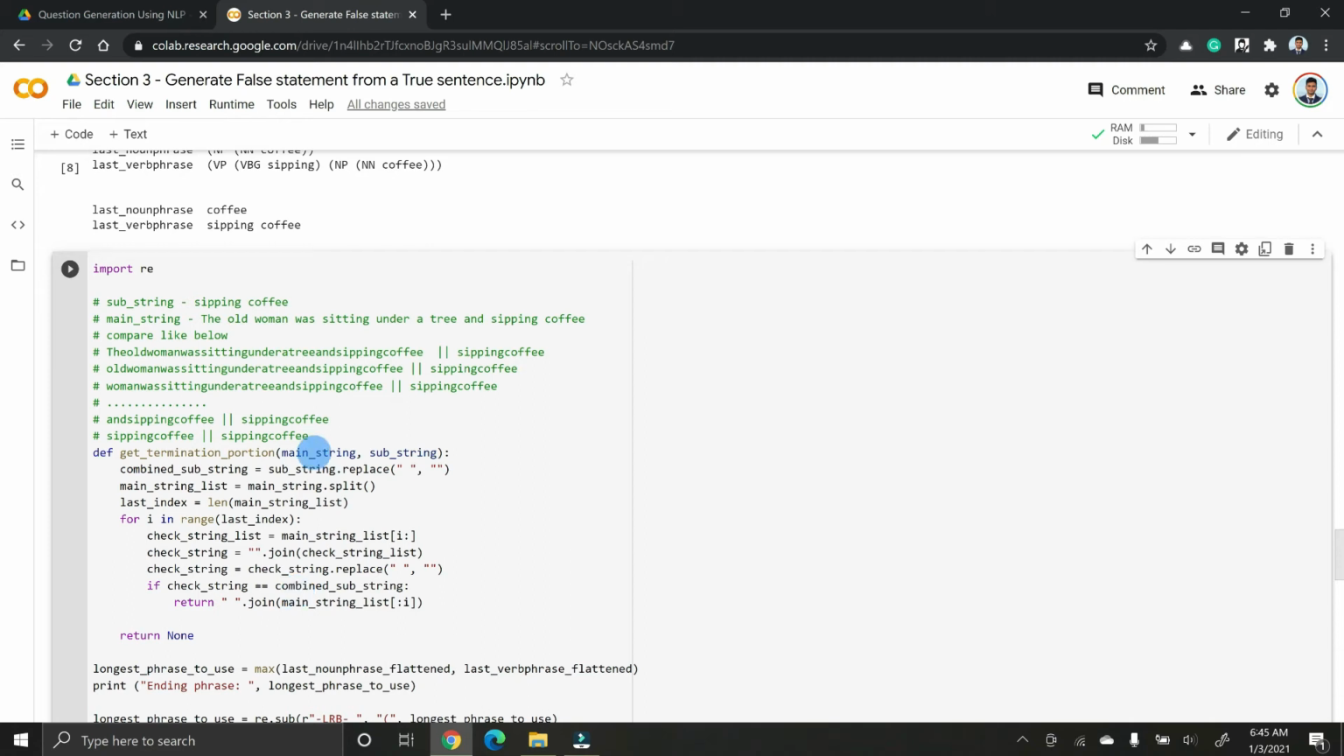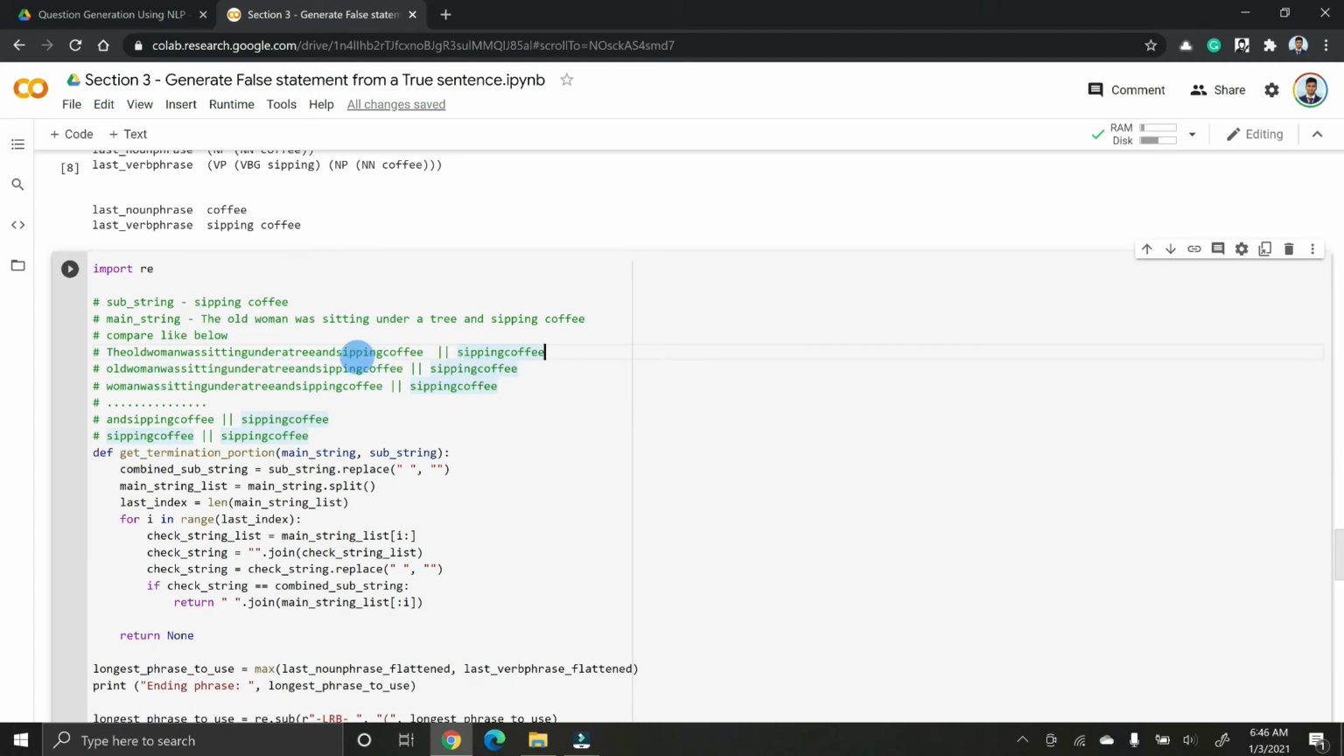How this function works is that we get the main string, that is the original sentence, and the substring. So the main string is the old woman was sitting under a tree and sipping coffee, and the substring is sipping coffee. Iteratively, I remove all the spaces and form this, and I remove the spaces here and keep sipping coffee here. And I see if these two are similar. If not, I remove the first word and keep old woman was sitting under a tree and sipping coffee, and compare these two things. If not, again I remove two words and combine the rest of the things.